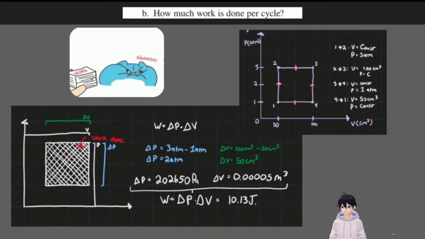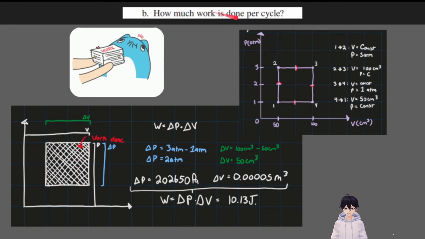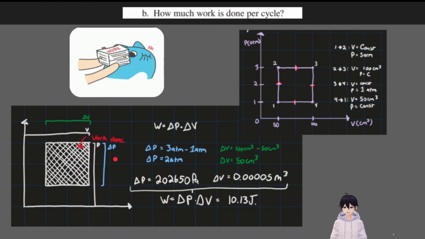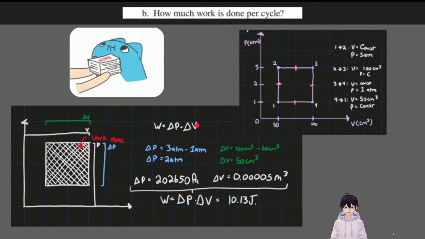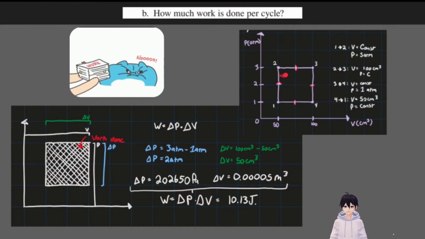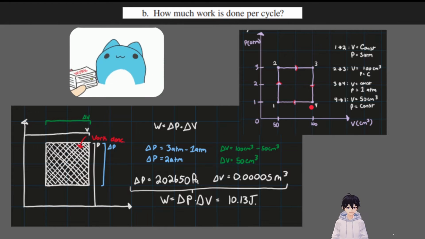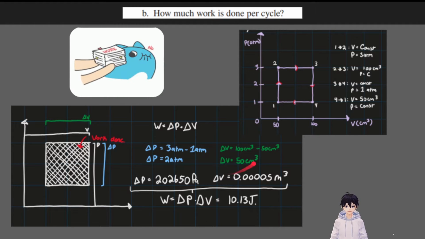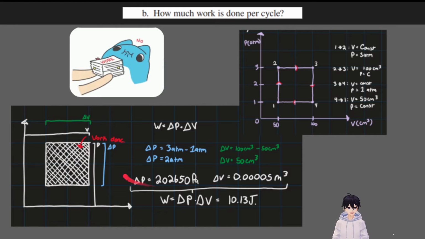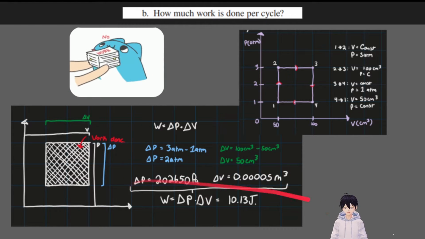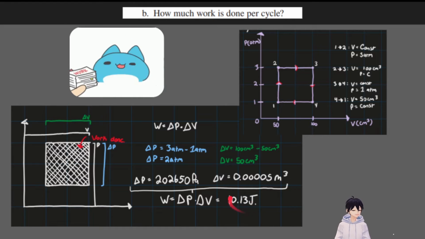So for part 2, it wants us to calculate the work being done per cycle. The work is the area in the square, and that could be done by the change in P and the change in V. Change in P is 3 atmospheres minus 1 atmosphere, which is 2 atmospheres. Change in V is 100 centimeters cubed minus 50 centimeters cubed, which is 50 centimeters cubed. When you convert them into SI units, which is pascals and meters cubed, you get these two numbers. When you multiply them together, you get 10.13 joules.